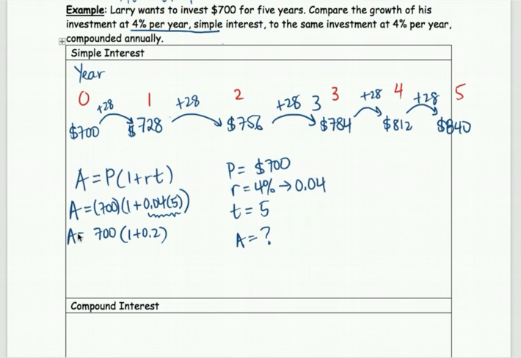Okay, and then now we're going to take care of this part here, add that. 1.02, and that's what we're going to multiply by. Oops, 0.2, sorry, 1.2. 1.2 times 700 is $840.